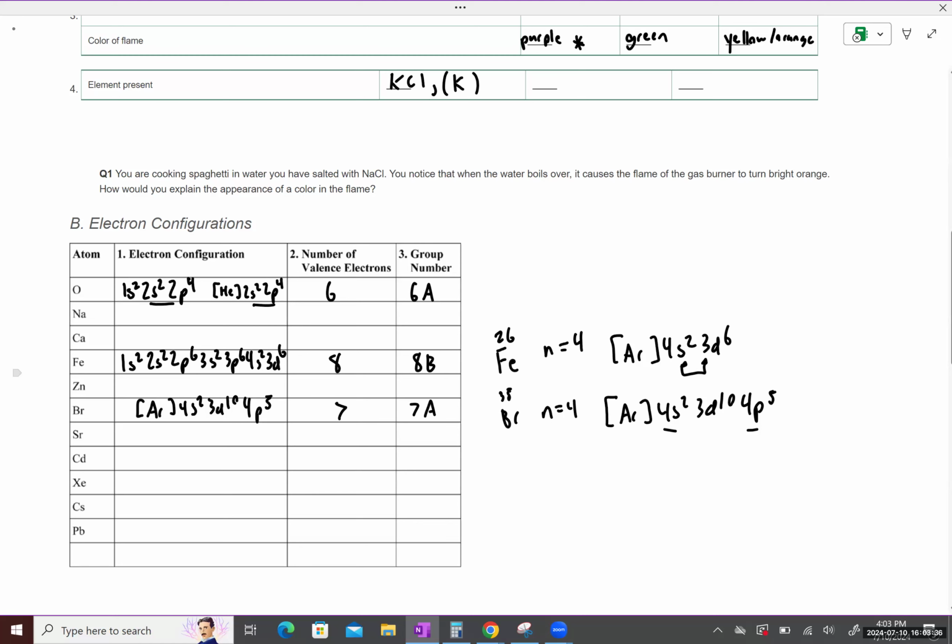You can also write out the full extended configuration if you prefer, which for bromine would be 1s2, 2s2, 2p6, 3s2, 3p6, 4s2, 3d10, 4p5. Both configurations are valid. I just find the abbreviated configurations are much easier to write and much more compact. They also more readily show the innermost and the valence electrons, because when you write an abbreviated configuration, usually whatever electrons remain that you're writing out are the valence electrons.